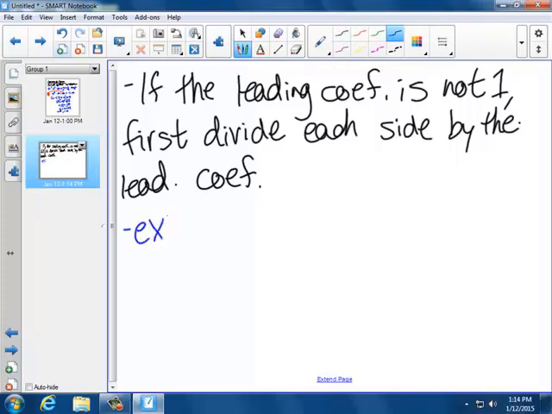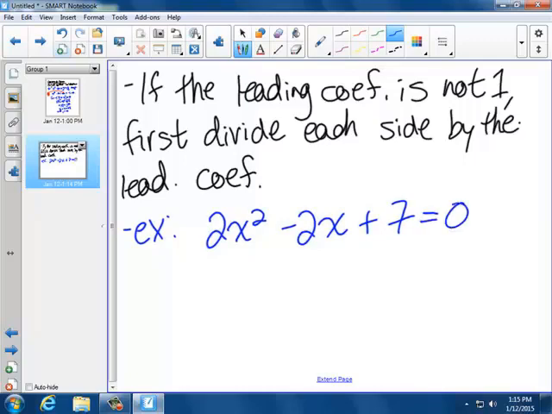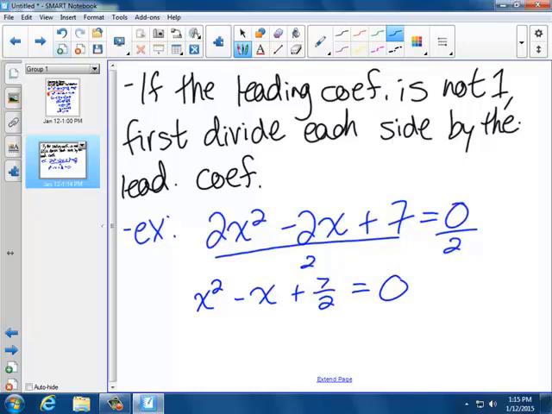Okay, so let's say, this one's going to be a little trickier. 2x squared minus 2x plus 7 equals 0. Okay, so first step, I have to get that to be just x squared, 1x squared. So divide both sides by 2. So that means I have x squared minus x plus 7 halves equals 0.